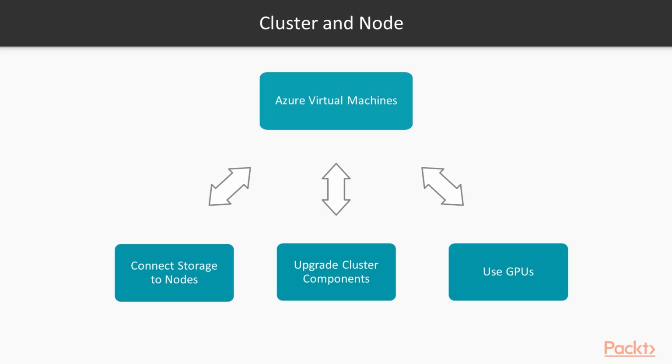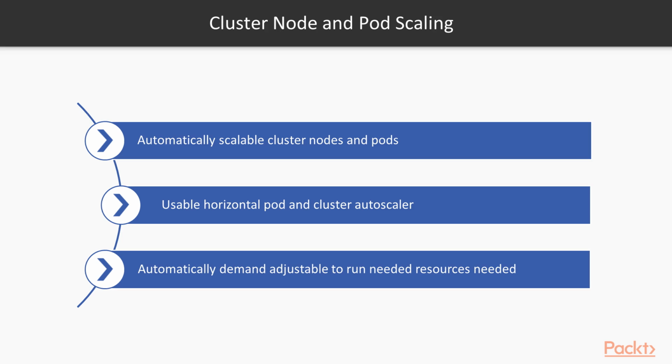As demand for resources changes, the number of cluster nodes or pods that run your services can automatically scale up or down. You can use both horizontal pod autoscaler and cluster autoscaler. This approach to scaling lets the AKS cluster automatically adjust to demands and only run the resources needed.